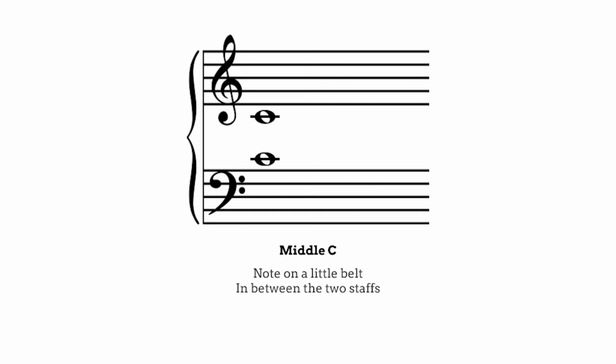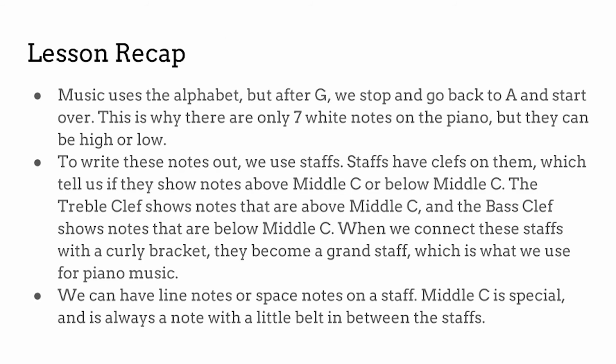That was a lot of information for one lesson, so let's recap. Music uses the alphabet, but after G, we stop and go back to A and start over. This is why there are only 7 white notes on the piano, but they can be high or low. To write these notes out, we use staffs. Staffs have clefs on them which tell us if they show notes above middle C or below middle C.